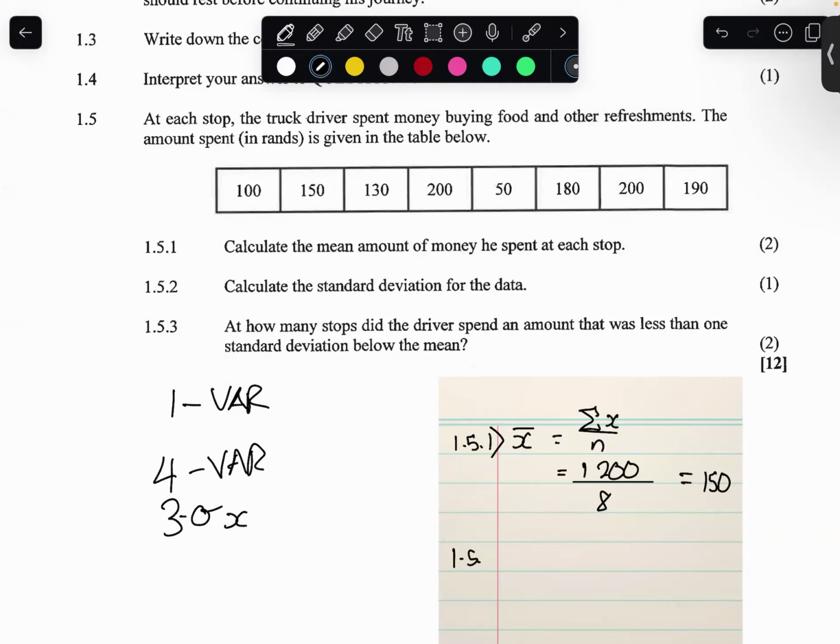So 1.5.2, you're going to press the standard deviation. That's going to give you an answer of, give me 1 second, 50,50. That's the standard deviation. Right?